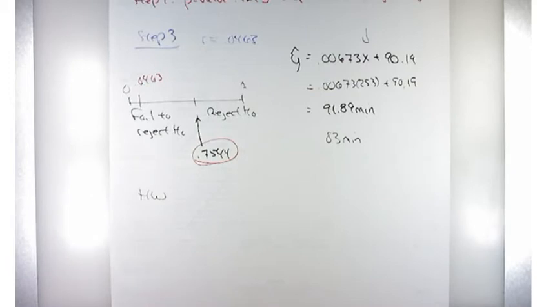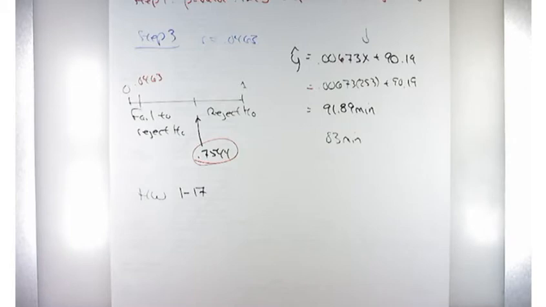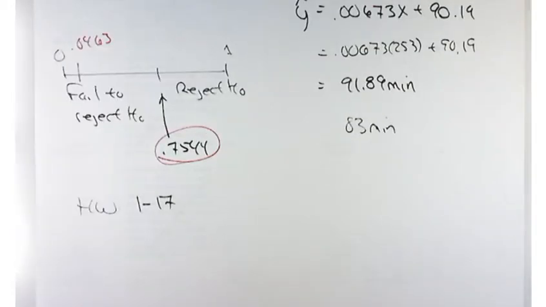Let's try 1 through 17. We're going to spend some more time on this on Monday, including some hands-on work with some data regarding temperatures in Michigan.